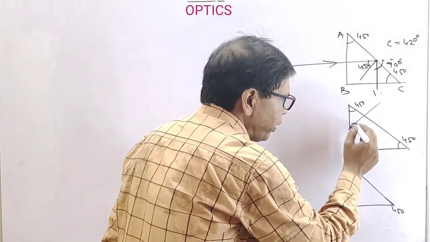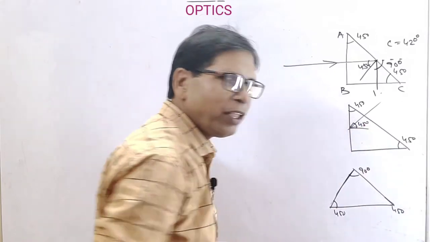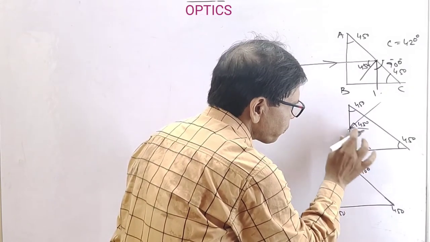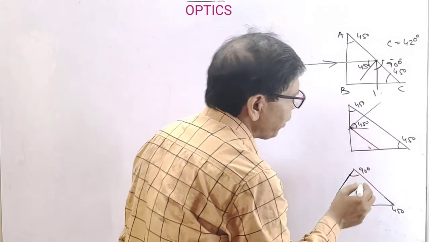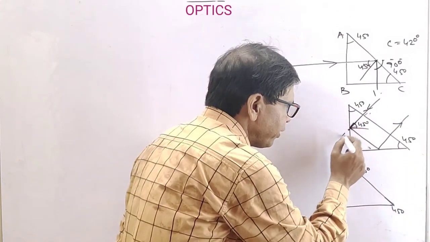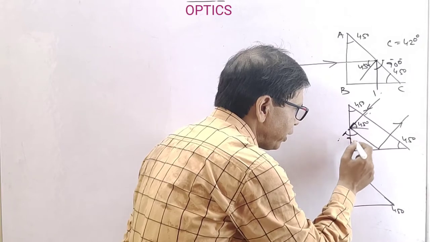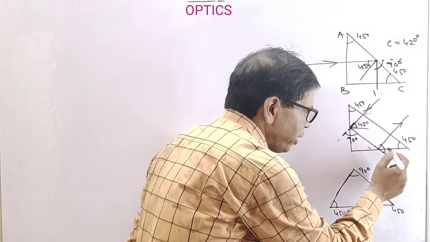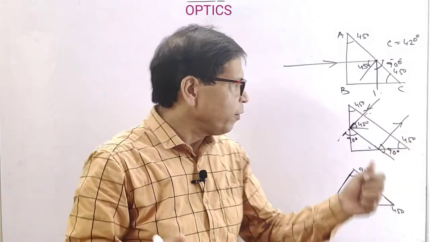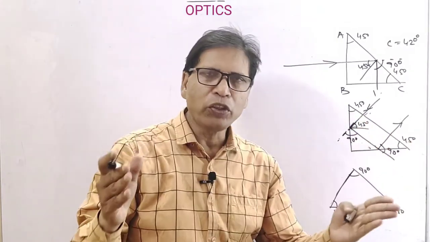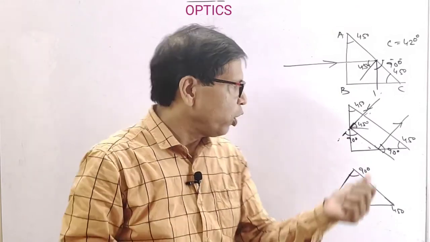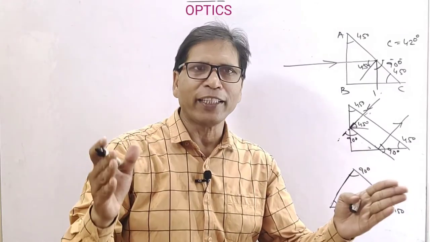So here the angle of incidence at this surface is 45 degrees. So total internal reflection takes place and the ray goes back in this direction. So look at this, here the deviation is 90 degrees, and here the deviation is 90 degrees. Therefore, the incident and emergent beams are parallel. This phenomenon is used to erect an inverted image with a deviation of 180 degrees.